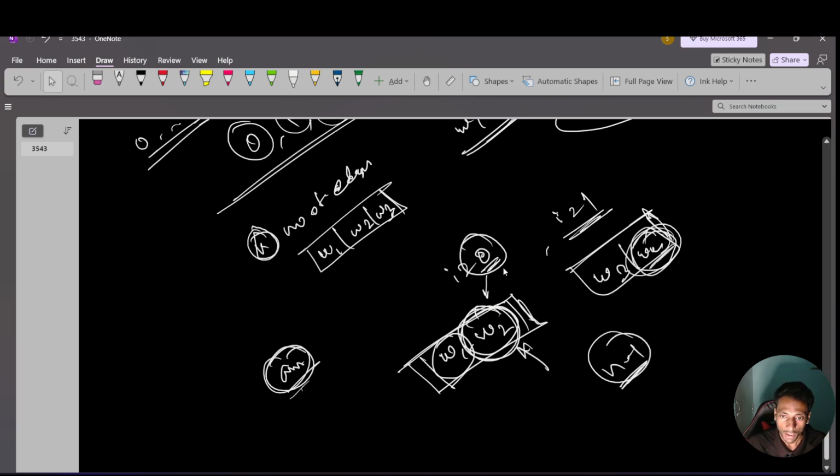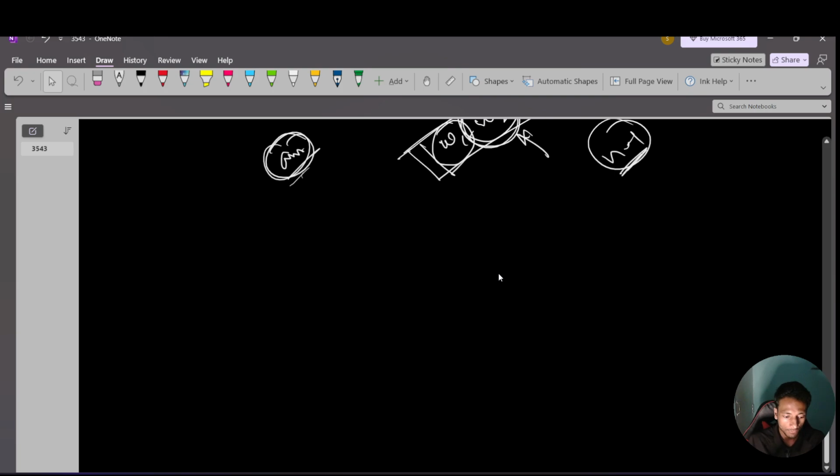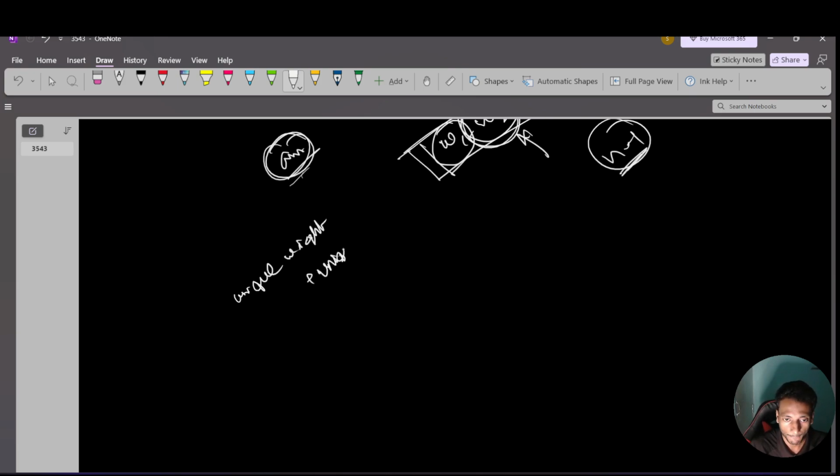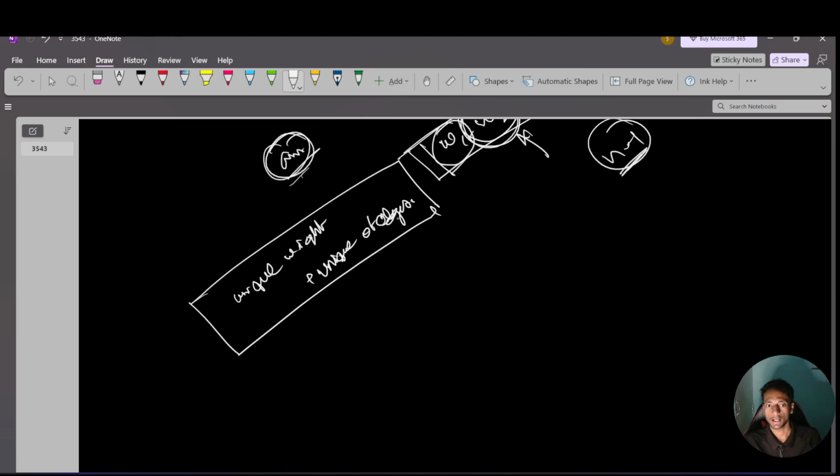In this you can see that I am not exploring all the paths. I am only exploring unique weight plus unique number of edges. That is important. By using a unique number of edges and unique weight, I can reach the destination node, and that I have to store. If I reach this node with the same number of edges and the same weight, do I need to explore these two paths? No, because again it will be the same weight.